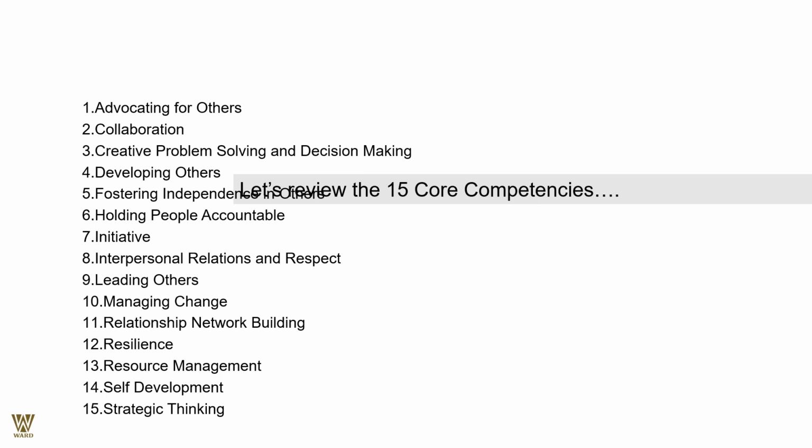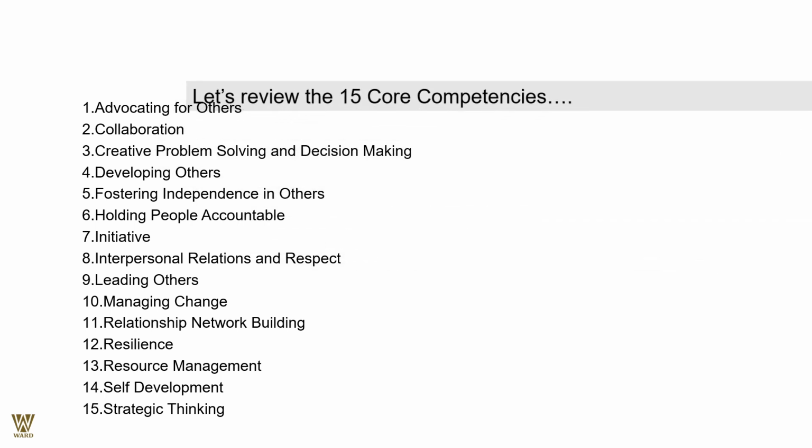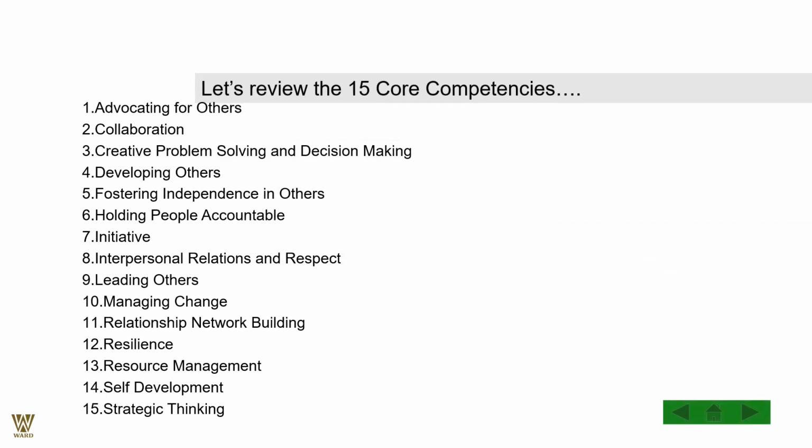So, talking about those 15 competencies, allow me to go across them, advocating for each one of them, collaborating, everything that comes around it, creating, problem solving, developing others, fostering independence in others, holding people accountable, initiative, interpersonal relations, leading the change, managing the change, relationship network, resilience, resource management, self development, strategic thinking, you name it, as the case might be.